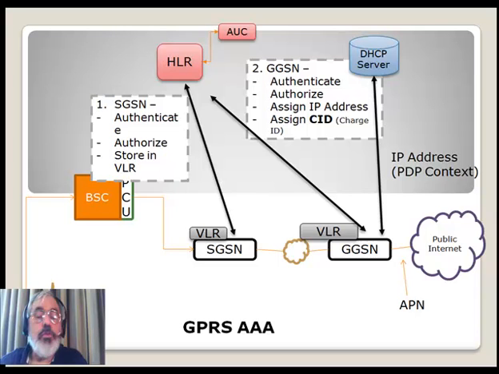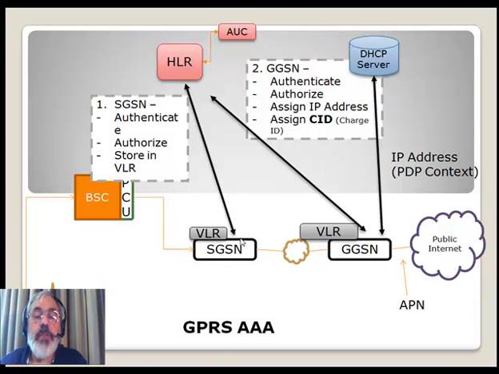When it comes to AAA for GPRS, we're going to see that that also is similar to voice, but with some big differences. In this case, both the SGSN and the GGSN are going to have to go through a AAA sequence. The process of a handset asking for authorization is called PDP attach sequence. And the PDP attach sequence is actually just the IP address assignment sequence. So the customer turns on the handset, sends a PDP attach request. It's forwarded to the SGSN.